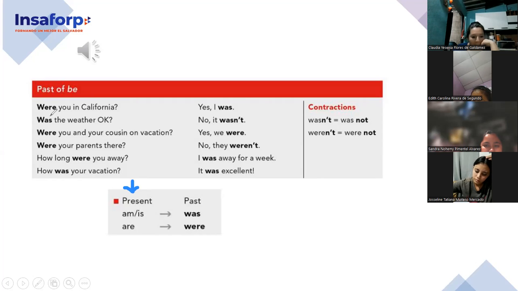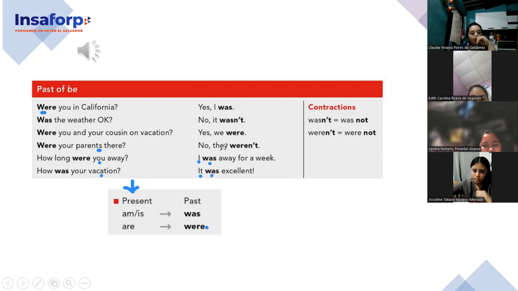Okay? So here we have the question, as you notice, right? Were you in California? Yes, I was. Remember that you goes with are. So that means that's why we are using were. Was the weather okay? No, it wasn't. Were you, one more time. Were your parents? Parents is singular or plural? Plural. Exact. Because it's plural, we're going to work with were. How long were you? One more time, we have you. And how was your vacation? Okay, vacation is uncountable here, so we're going to work with was. Also in the answer, we're going to have it was, I was.